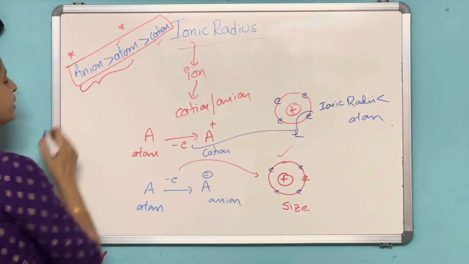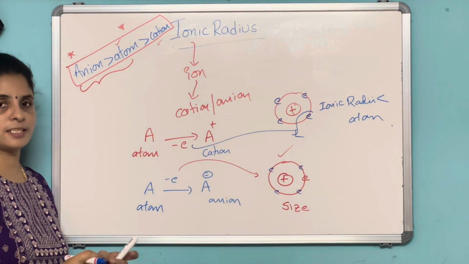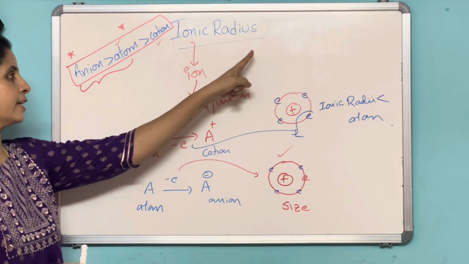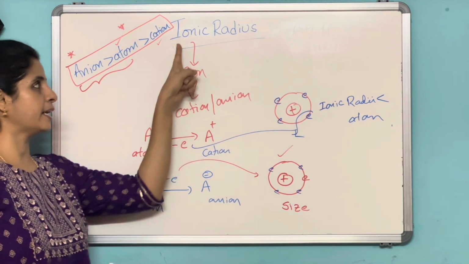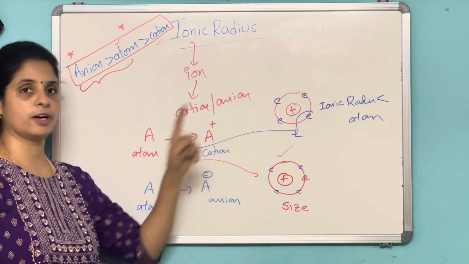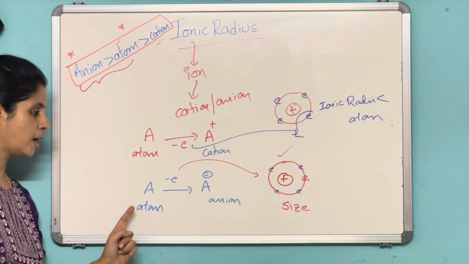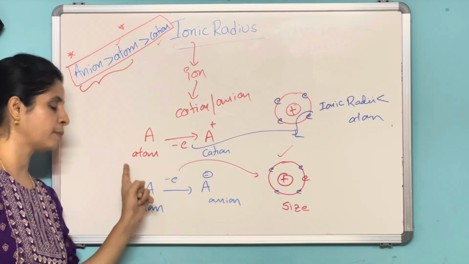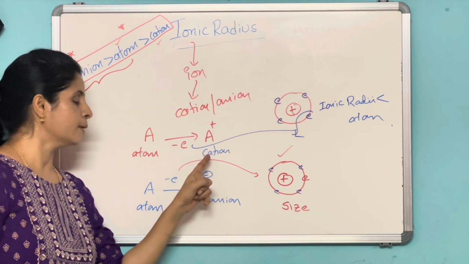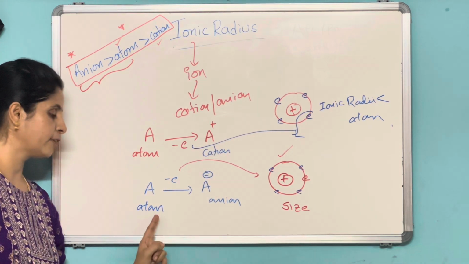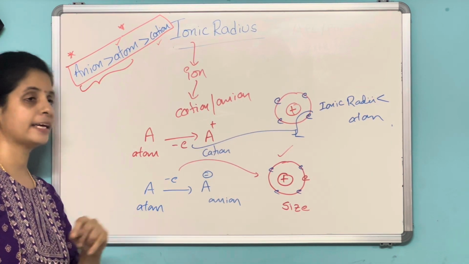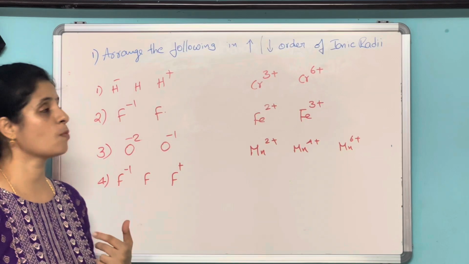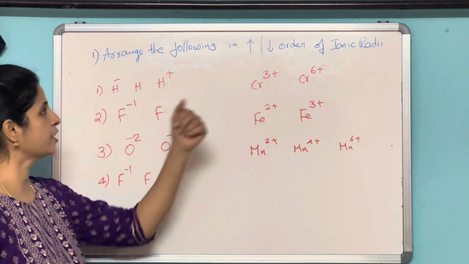This is how the ionic radius of an anion is greater than its parent atom and that of a cation is lesser than its parent atom. The ionic radius is the radius of an ion, which may be a cation or an anion. Here I have explained how the cation and anion are formed. If we remove an electron from any atom, a cation is formed, and if we add an electron, we'll get an anion. Now we'll discuss some questions based on this ionic radius.